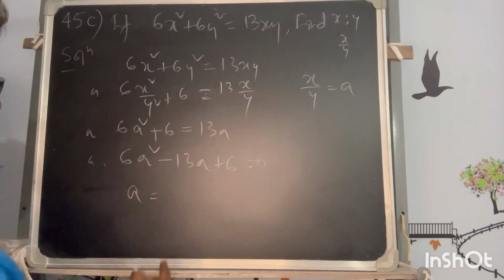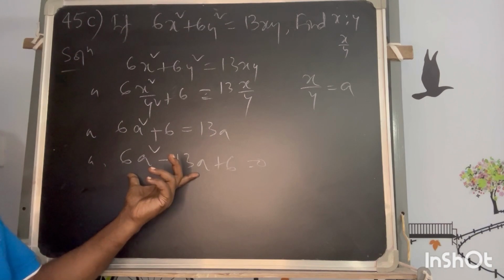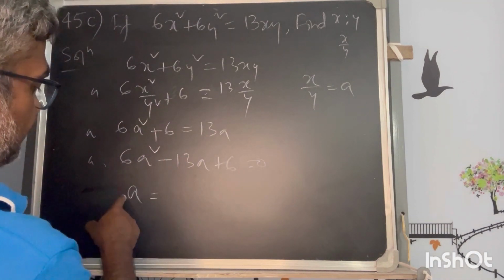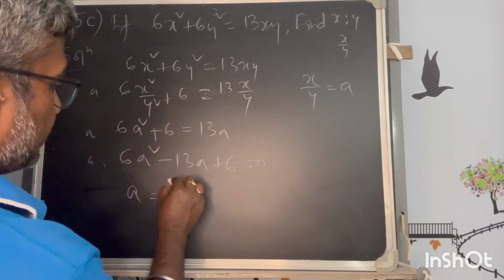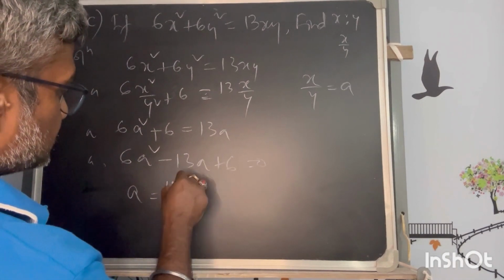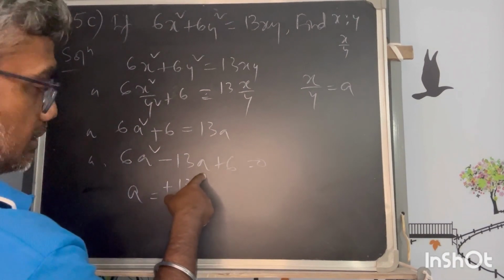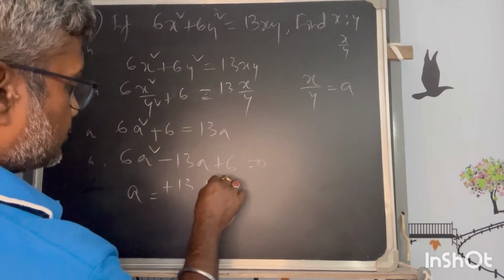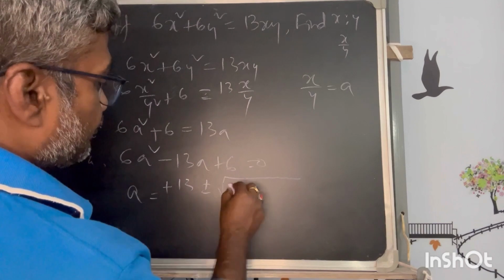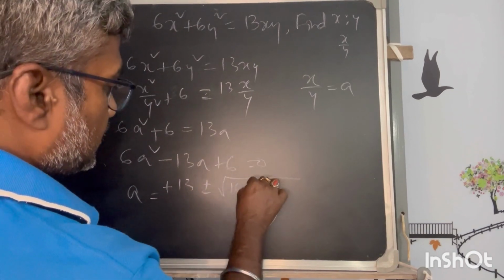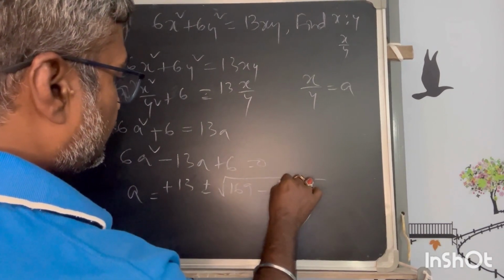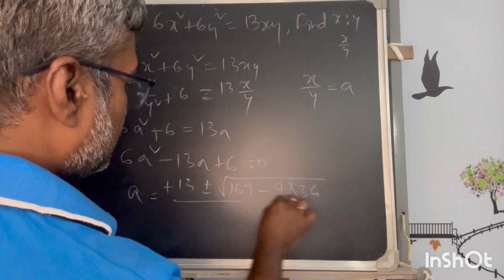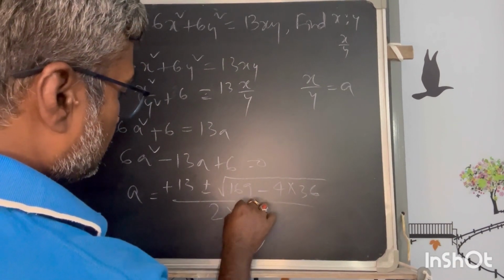If it is possible to do in one shot, the factorization is okay. Otherwise you have to use the formula. What is that? The value of a, the roots are minus b, so that means this will be plus b, this term along with the first order. So this is minus b plus minus square root of b square, that means 13 square 169, minus 4 into a into c, 36 by 2 into 6.